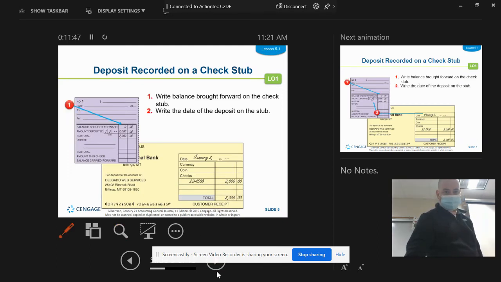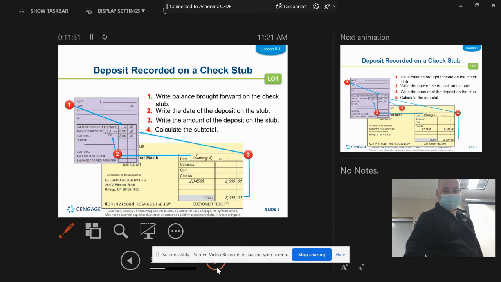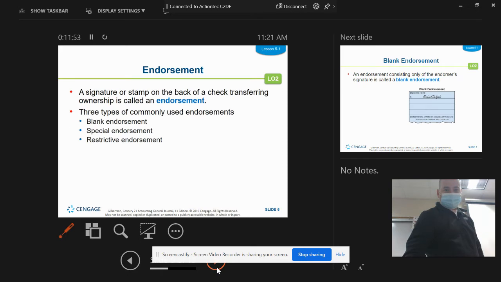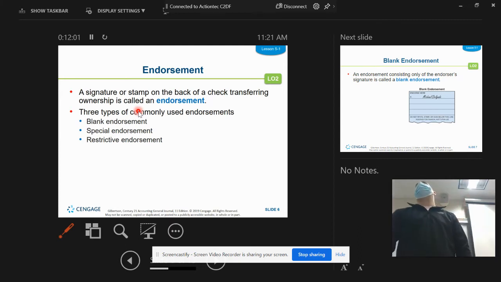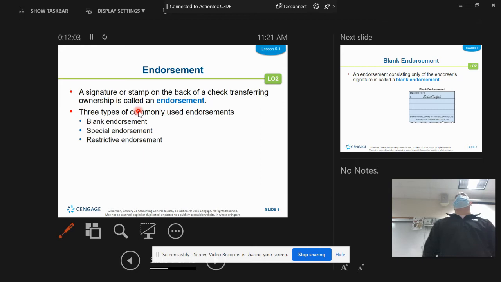So, and then I just kind of went through all this. Okay, now we're going to get to this thing called an endorsement. An endorsement is a signature or stamp on the back of the check transferring ownership.